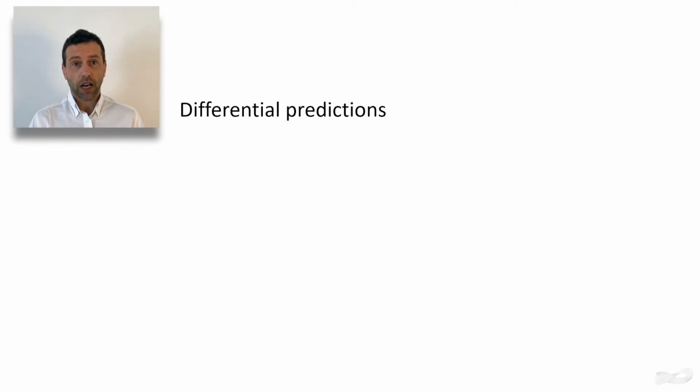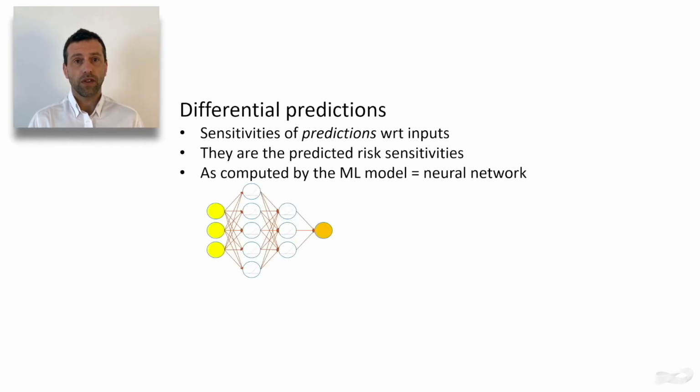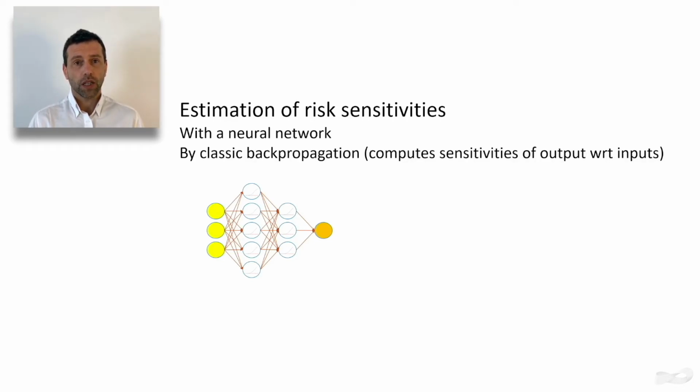Differential predictions are the sensitivities of the value predictions with respect to inputs, that is, the risk sensitivities, as predicted by the machine learning model. In a neural network, these sensitivities are computed very efficiently with classic backpropagation. In general, backpropagation computes the gradient of a cost function with respect to the connection weights for optimization. Here, we use backpropagation to compute the differentials of the output, the value prediction, with respect to the input state variables. So we effectively predict risk sensitivities by backpropagation.